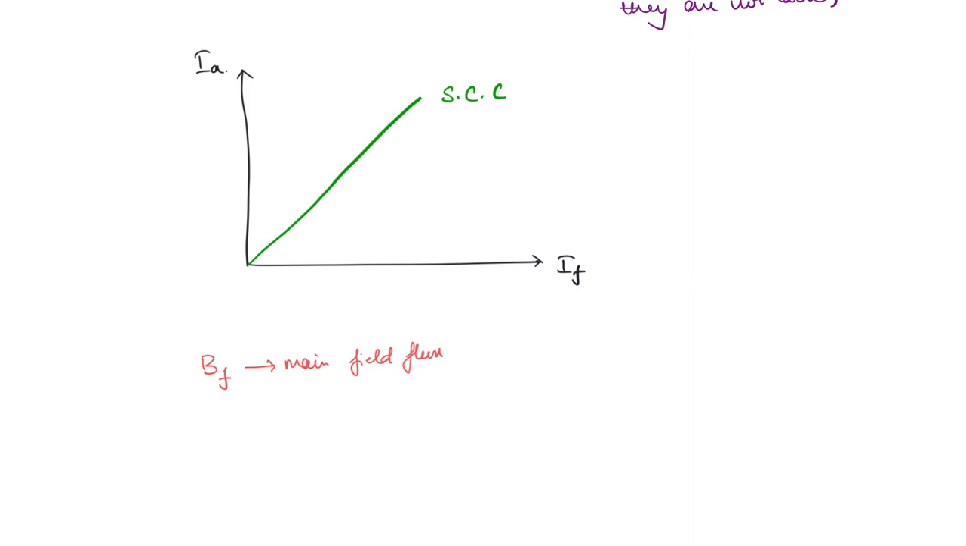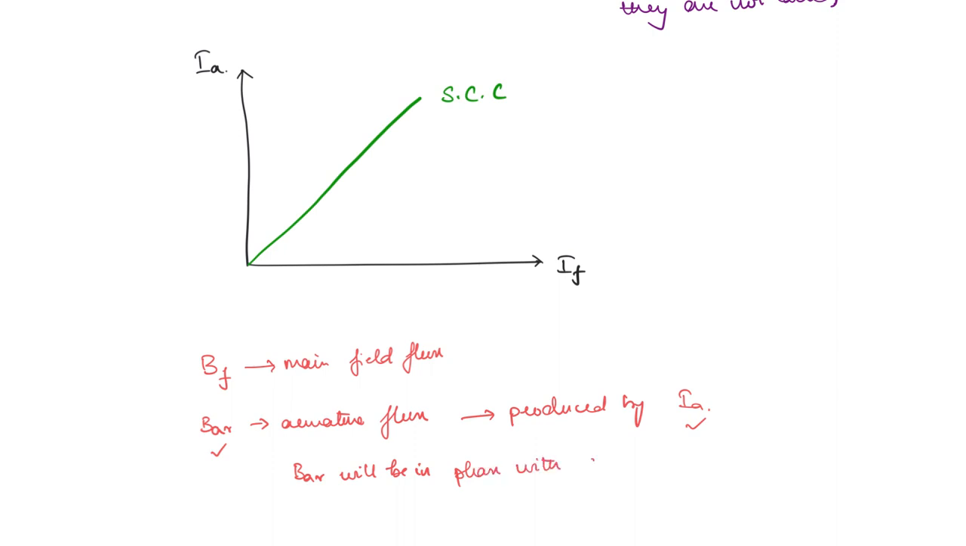This is produced due to the field current IF. Now what else we have? We have the armature magnetic flux. Armature flux, so this is produced by the armature current. Okay. And BAR will be in phase with the armature current. We are talking about the time phase here, right? So BAR will be in phase with current IA.